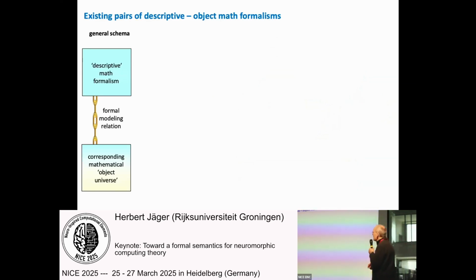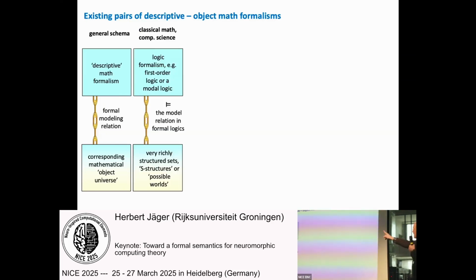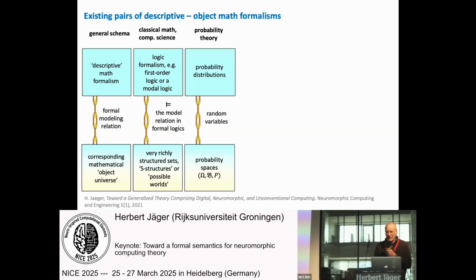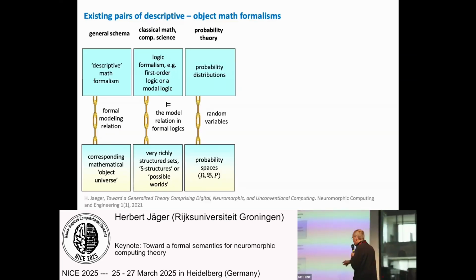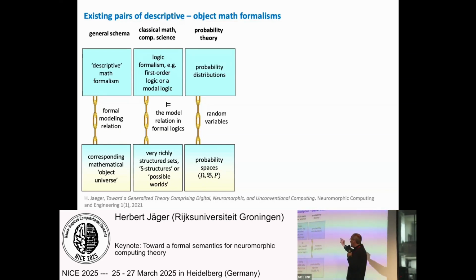Okay, so there are numerous examples, well, actually not numerous, there are a few instructive examples of such pairs where you have a descriptive mathematical formalism and some object universe, another part of mathematics that is able to give a very detailed and very rich structure. So one is the one that I just mentioned in formal logic. It's the best developed one. Then I would also say, I argue this in this paper, that probability distributions can be seen as descriptors of richer and more involved structured probability spaces, where the mapping is done by random variables.